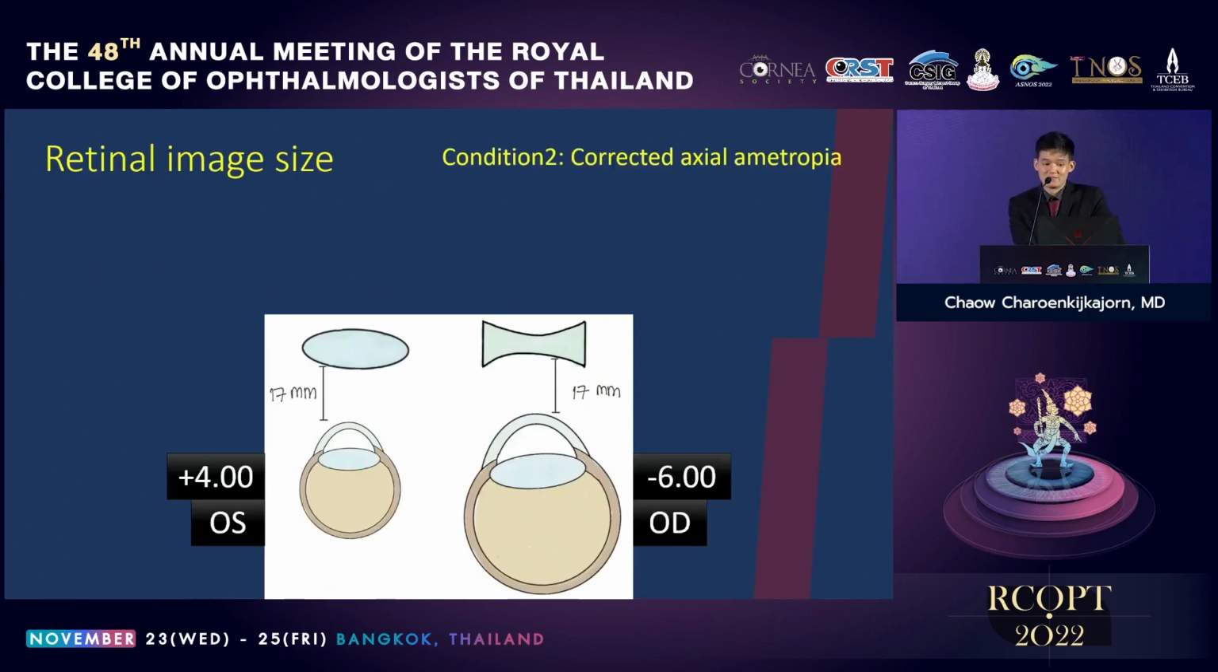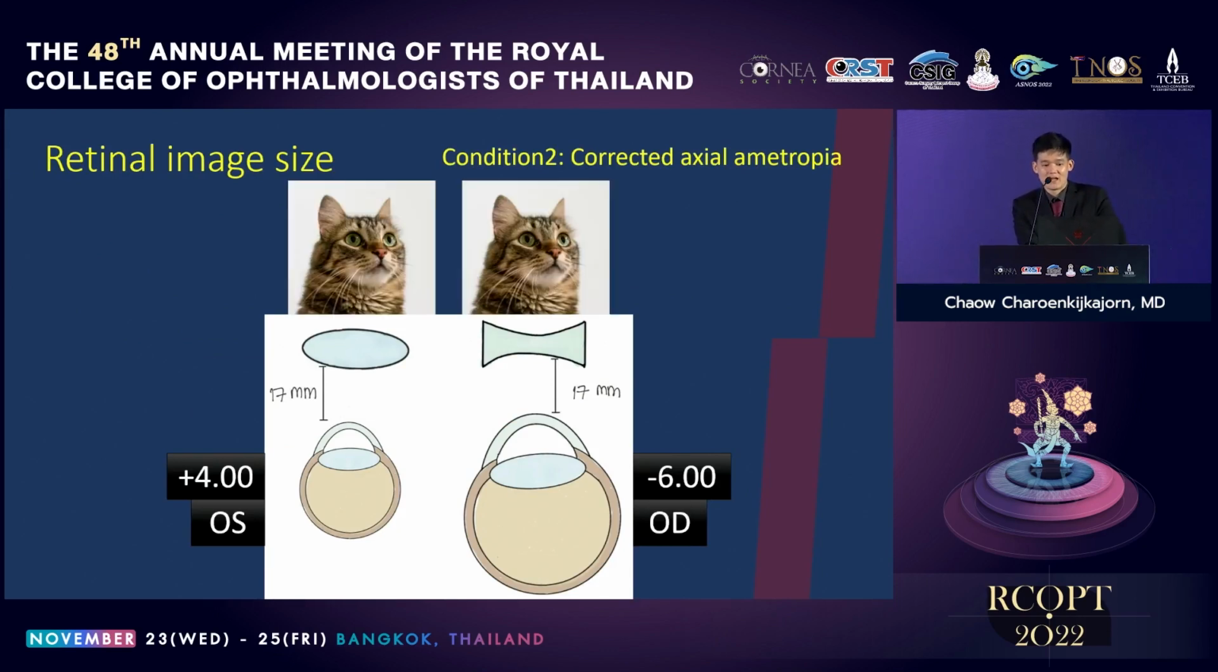So this is what happens. Is this the same eye from the last example? We place the correcting lens 17 millimeters in front of the eye, and now they see the cat clearly and in equal size. This is the theory.